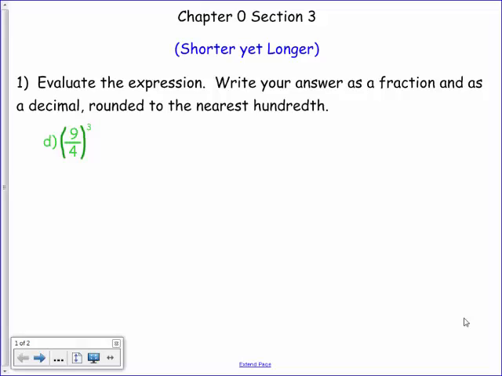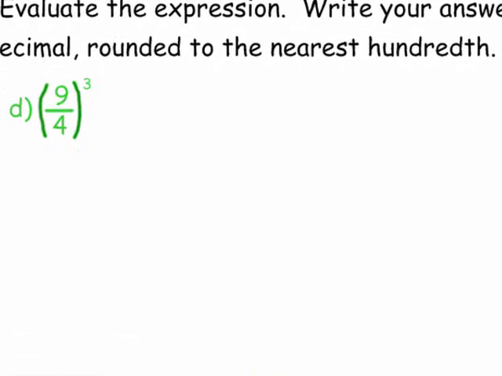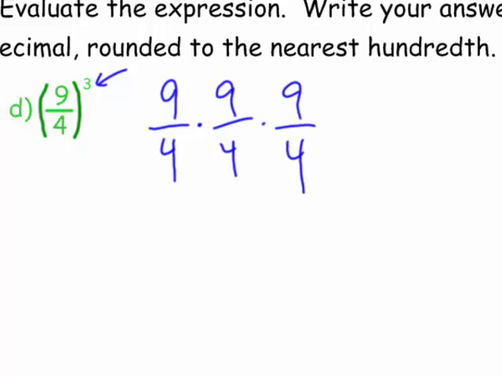So the first thing we're going to do is think about what this means. So we have 9/4 to the third power. Remember, that's our exponent. That tells us how many times to take 9/4 times itself. So if I rewrote this, it would be 9/4 times 9/4 times 9/4. So I could do that manually and, remember, when you multiply, just multiply the tops, 9 times 9 times 9, which gives me 729. And multiply the bottoms, 4 times 4 times 4, which is 64.